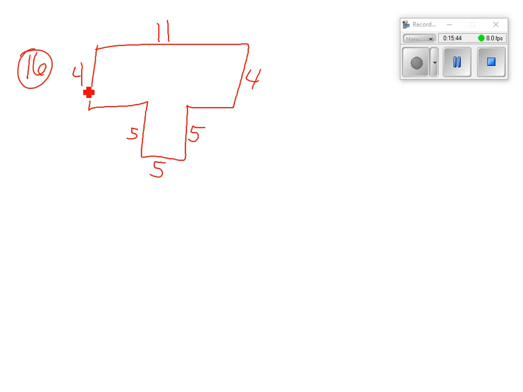How do we know the bottom? How do we know these two? Take 11 minus 5, what's that give you? 6. Now we know that they total up to 6. Do we know that each one's 3? Not necessarily. Do we care? No. Let's do perimeter first.